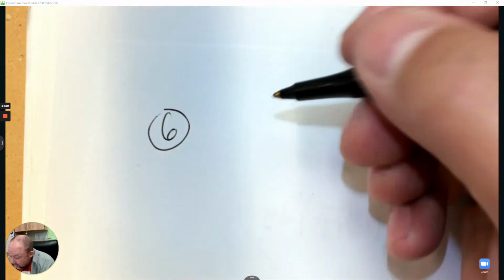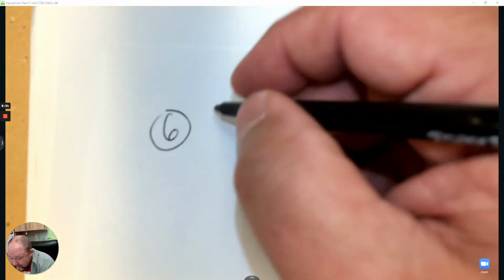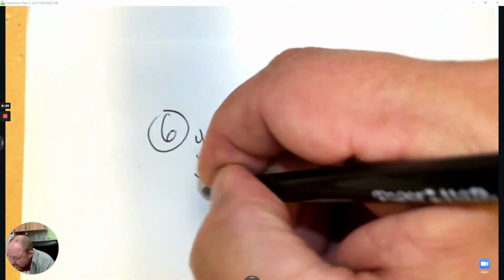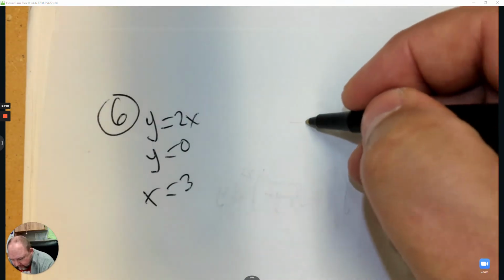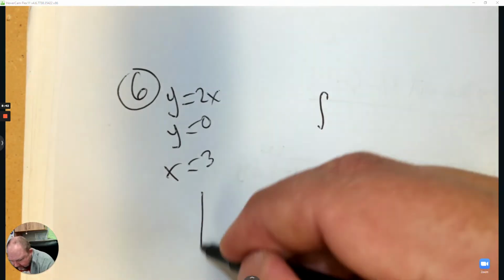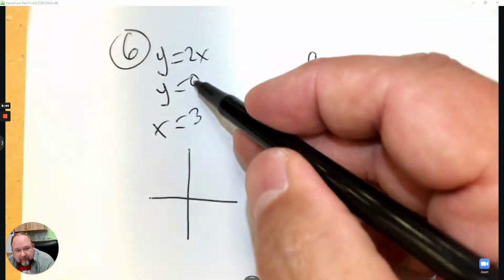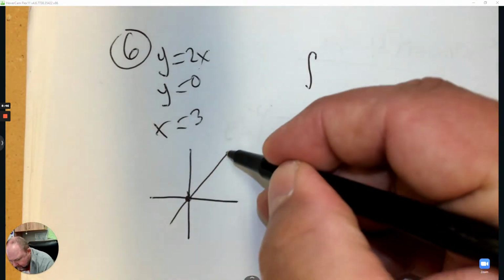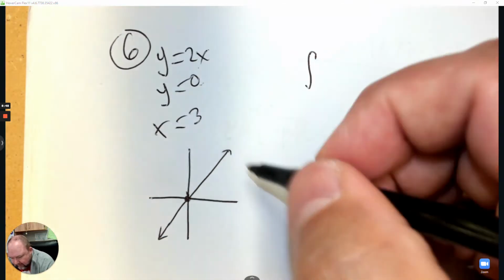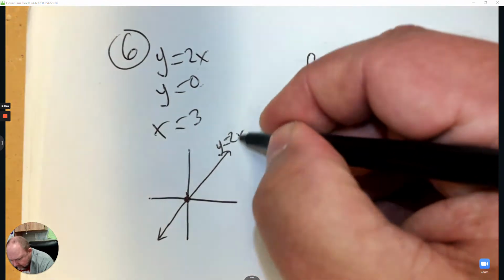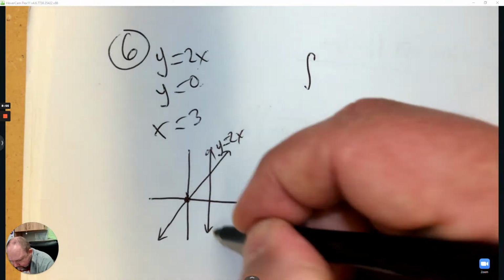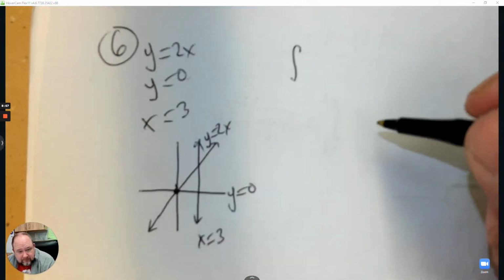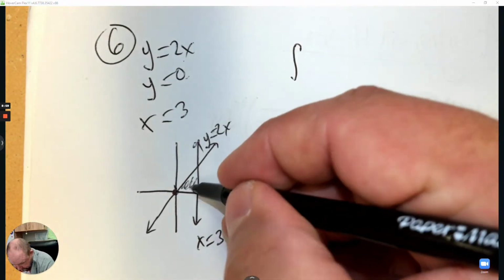In number 6, find the volume of a solid whose base is bounded by y equals 2x, y equals 0, x equals 3, and whose cross-sections are semicircles. So I know this is an integration question. I want to graph this. Doesn't have to be perfect. 2x, up 1 and over 2, y equals 0, and then x equals 3. This is it right here.